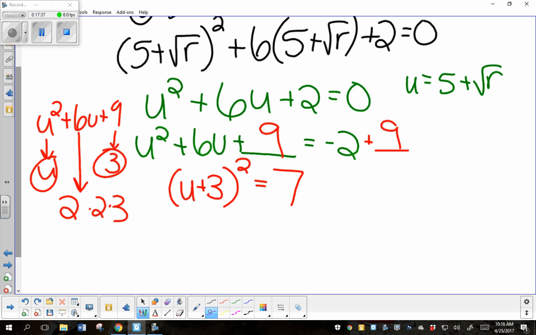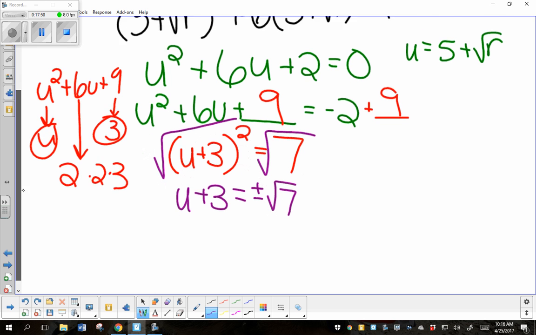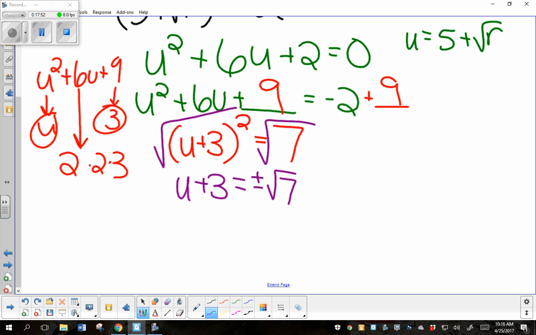Alright, so now, what do I do to each side to get rid of a square? Square root it. So I'm left with u plus 3 equals what? Plus or minus root 7. And then what do I have to do? Yep, subtract 3 from each side. So we're left with u equals -3 plus or minus root 7.